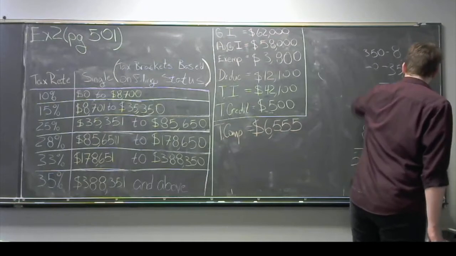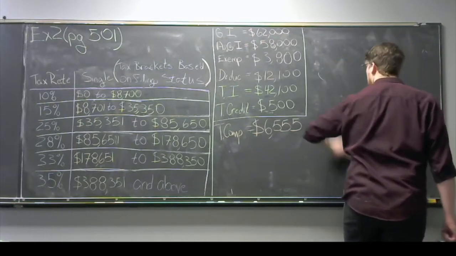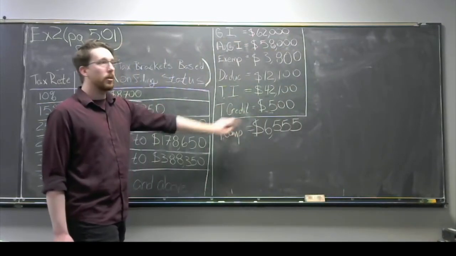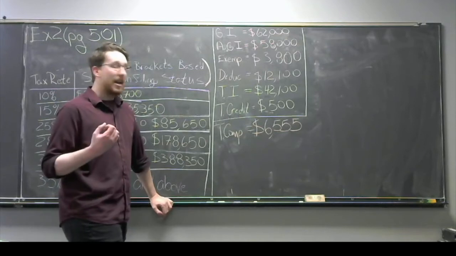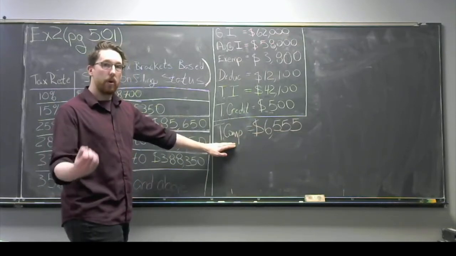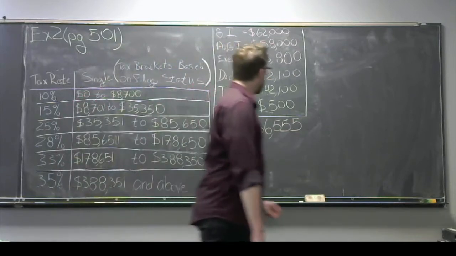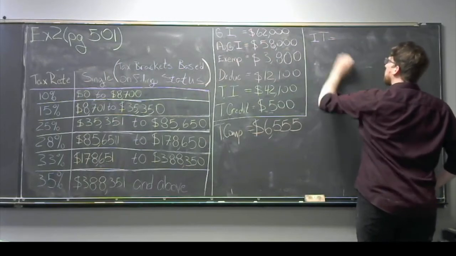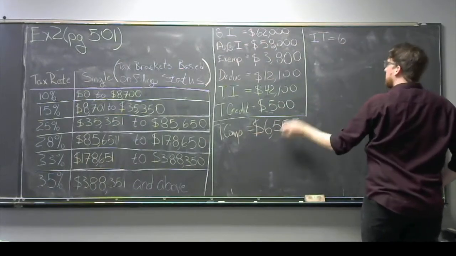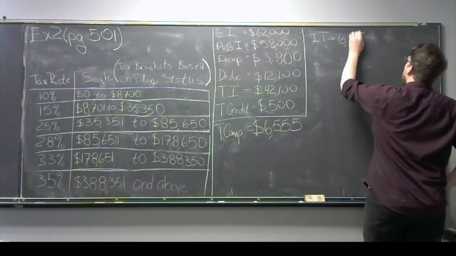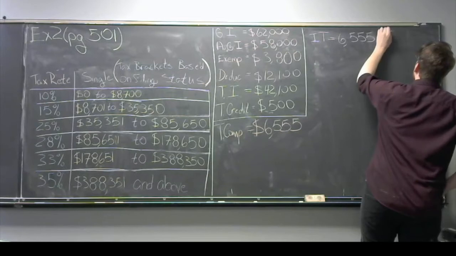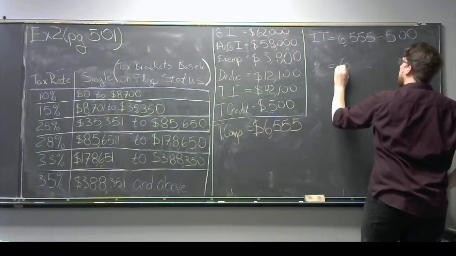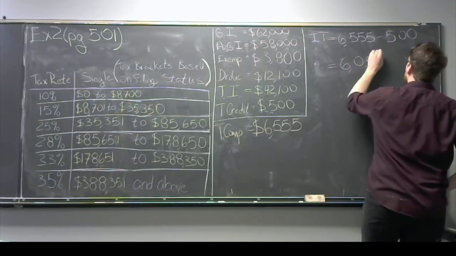We're not done because there's still one last thing we need to worry about. Her tax credit. We have to subtract her tax credit out of this tax computation to find out what her income tax is. So, income tax is equal to, in this case, $6,555 minus the $500 for her tax credit, which comes out to be $6,055.